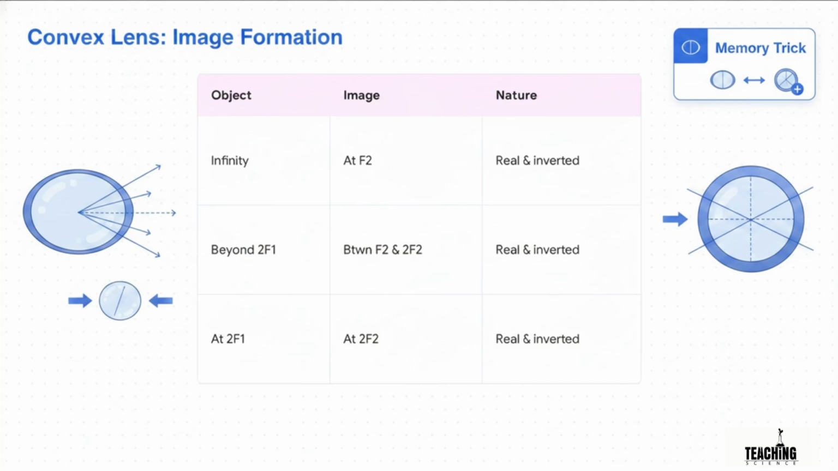Here's a quick look at image formation for a convex lens. Do you notice something familiar about this table? As the object moves closer, the image moves further away and gets larger. Here's an amazing memory trick for you. The image formation rules for a convex lens almost perfectly mirror the behavior of a concave mirror. If you memorize one, you practically know the other. It's a huge time saver.